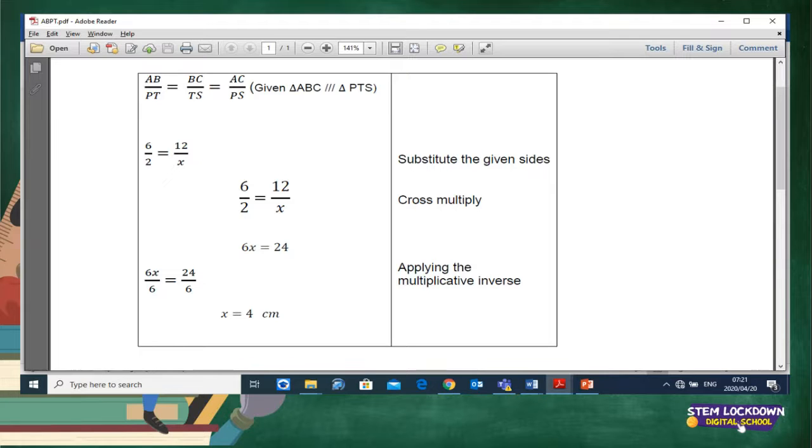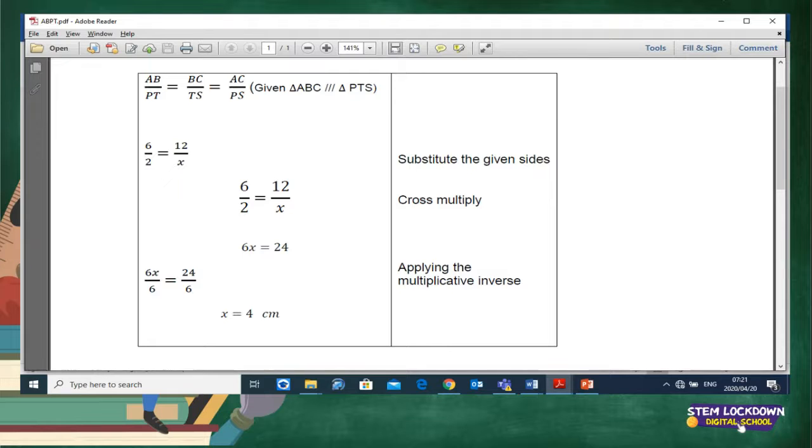In the answer that follows here, you can see that as I've just said to you, AB over PT is equal to BC over TS, which in turn is equal to AC over PS. The reason is that you are given that triangle ABC is similar to triangle PTS. That is information that you have already. Now, you should be able to use the given information to find the unknown. And the unknown in this case will be your X value.